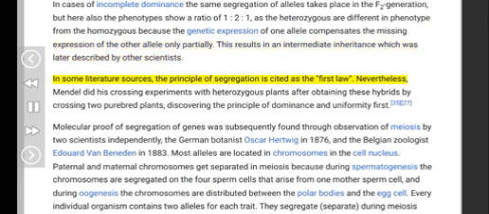In some literature sources, the principle of segregation is cited as the first law. Nevertheless, Mendel did his crossing experiments with heterozygous plants after obtaining these hybrids by crossing two purebred plants, discovering the principle of dominance and uniformity first.